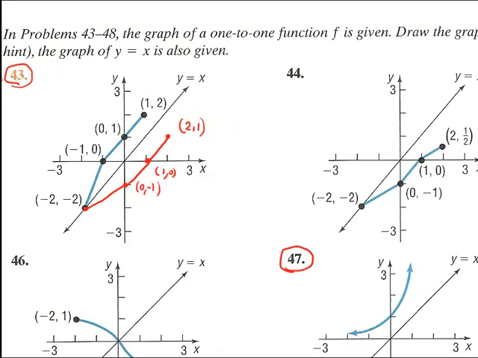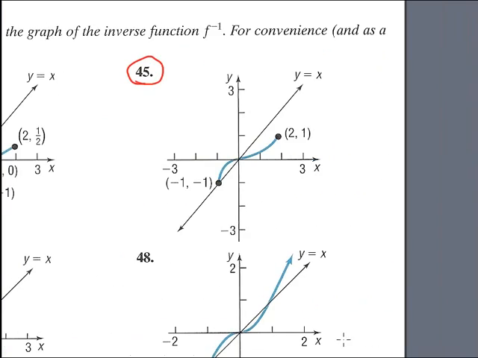Let's see 45. 45 is similar. This point is 2, 1, and the inverse is 1, 2. This is a point 1, 2. And this point stays the same. This point is 0, 0. It stays the same. Does it look symmetric like that? This is the graph of the inverse function.